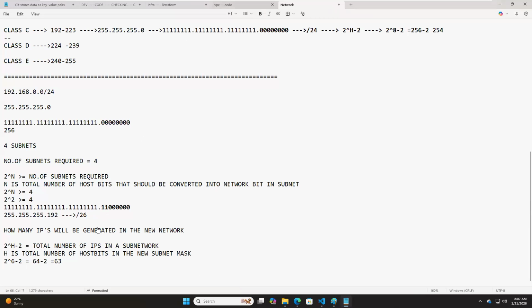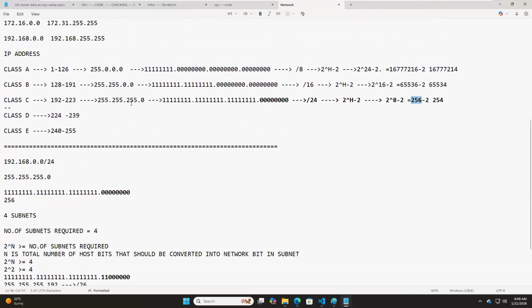So the total IPs generated is 64. In every network you are going to get 64 IPs. That is what fixed length means: if you divide the very big network into small networks, in every subnet you are going to get the same fixed number of IPs. So here we get 64 IPs. The total number of subnets required is 4, so 64 into 4 is 256. The condition is satisfied.